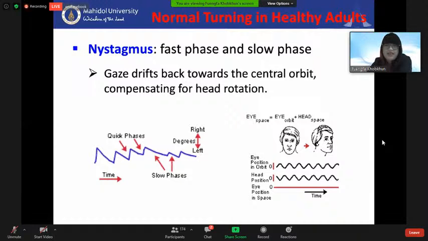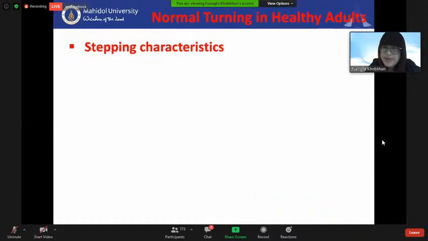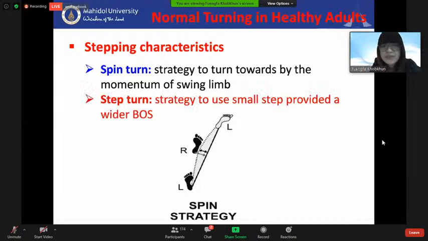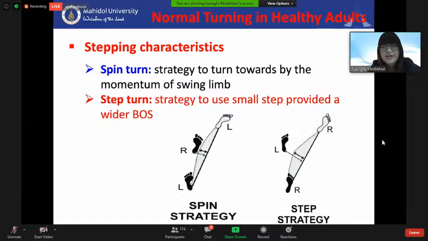Okay. Then the last coordination of turning is the stepping characteristic. In humans, we found two types of stepping. The first one is the spin turn, a strategy to turn using the momentum of the limb. The step turn is a strategy that uses small steps to provide the base of support. Can you guess which strategy healthy adults or people with Parkinson's disease use in turning? You guys are right, it's the step turn, because it provides more stability and balance during turning. Okay, I hope you understand normal turning in healthy adults.